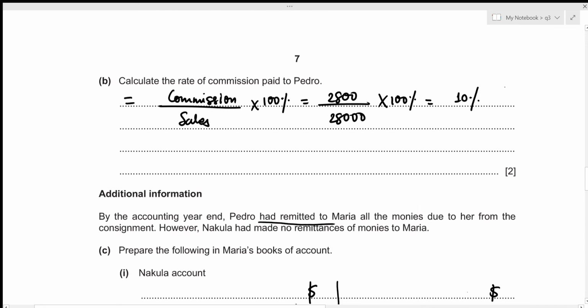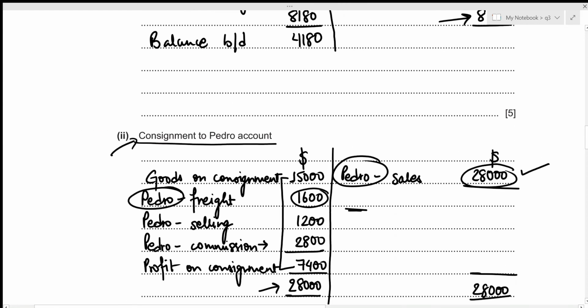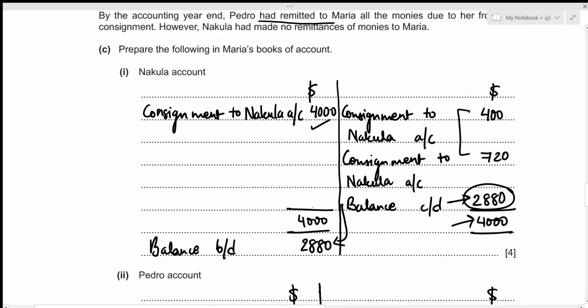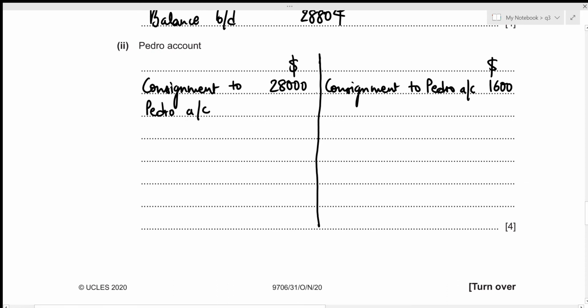Let's have a look above. Then we're given Pedro again on the debit side amounting to 1200. So this will be recorded under the credit side under the heading of consignment to Pedro account. Let's do that. So again, that's consignment to Pedro account. This reflects the selling charges paid by him amounting to 1200.